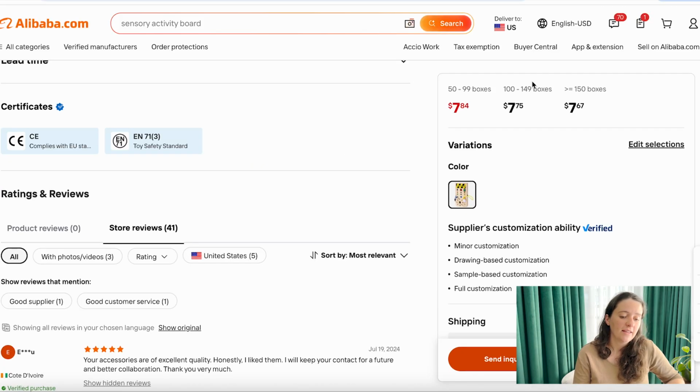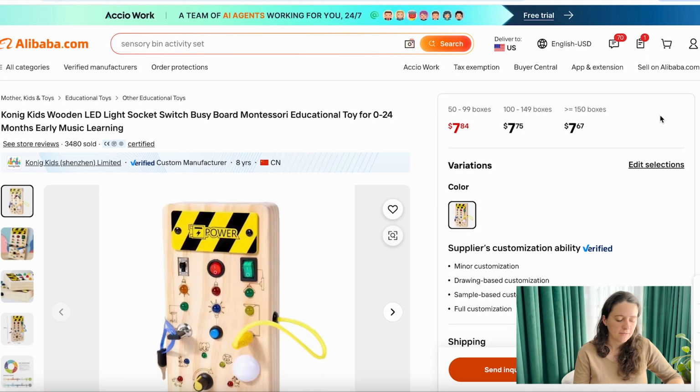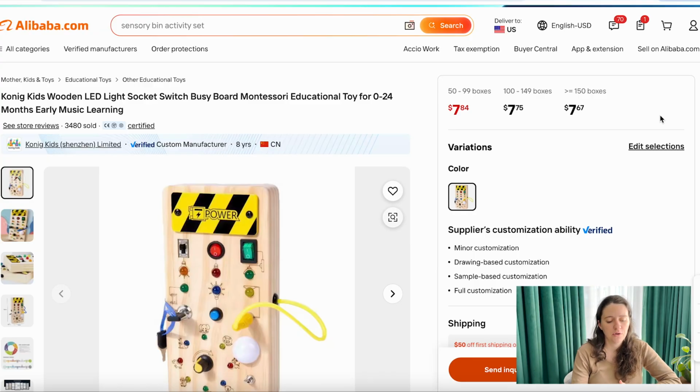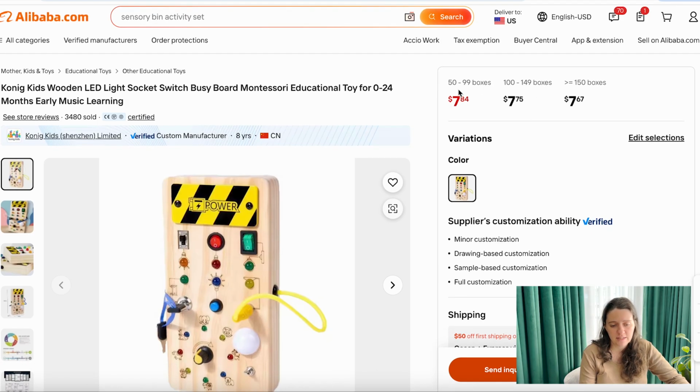So the next thing that I check is the unit price and MOQ. So I can see the listed unit price and the minimum order quantity. So here's the unit price, and here you can see the price for the specific number of units, so between 50 and 99. I note these numbers, but I don't take them as final.